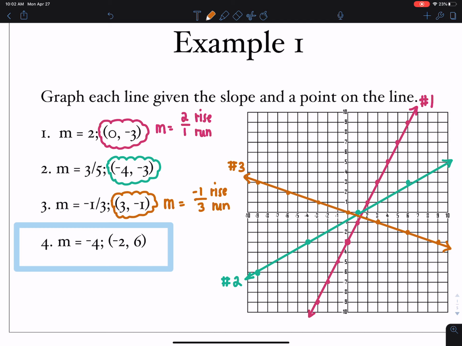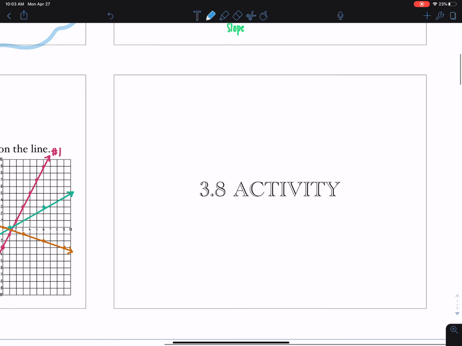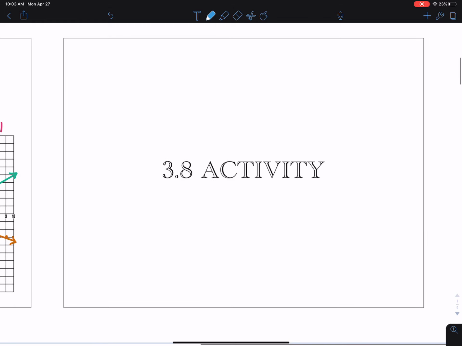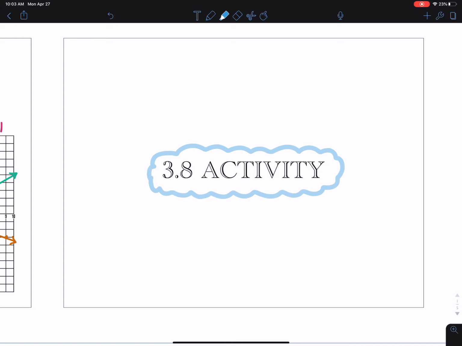So make sure that you do number 4. So graph it correctly, plot the point, use a slope, and graph your line through the point -2, 6 with a slope of -4. Okay, at the end of this, you'll have the 3.8 activity. We'll go through one example with that, and then you will need to finish the rest of it correctly also in order to get full credit for today's work.